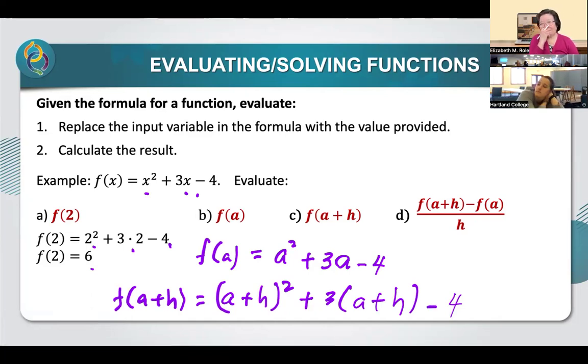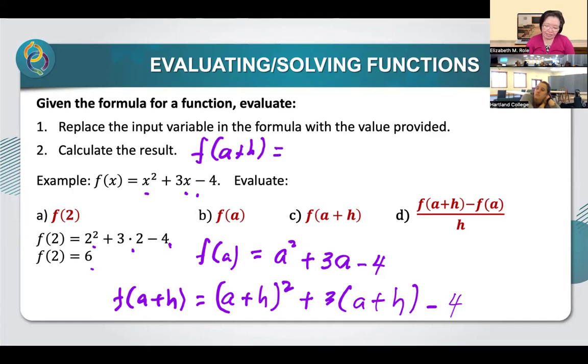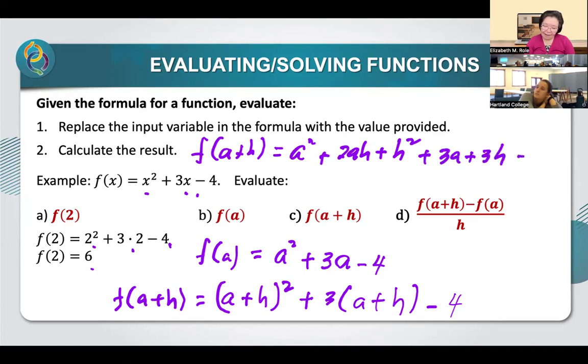You can give me the squaring and so on. If I square a plus h, what will it be? A squared plus 2ah plus h squared. That's squaring a binomial. Plus 3a plus 3h minus 4. Final answer.